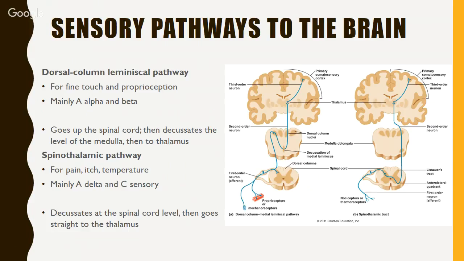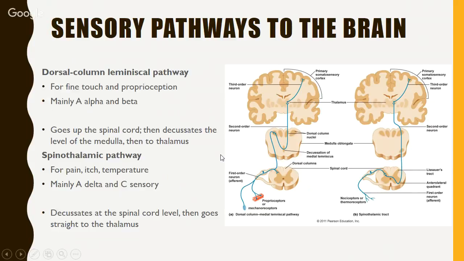So, sensory pathways to the brain. This was massive for us. We had one lecturer that just talked about this in semester 2. So I'm going to tell you it as far as I think you should know it. You have 2 pathways to the brain. You have the dorsal column lemniscal pathway, sometimes called the DCLM pathway, and the spinothalamic pathway. The DCLM pathway is mainly A alpha and beta nerves, and the spinothalamic one is A delta and C nerves.